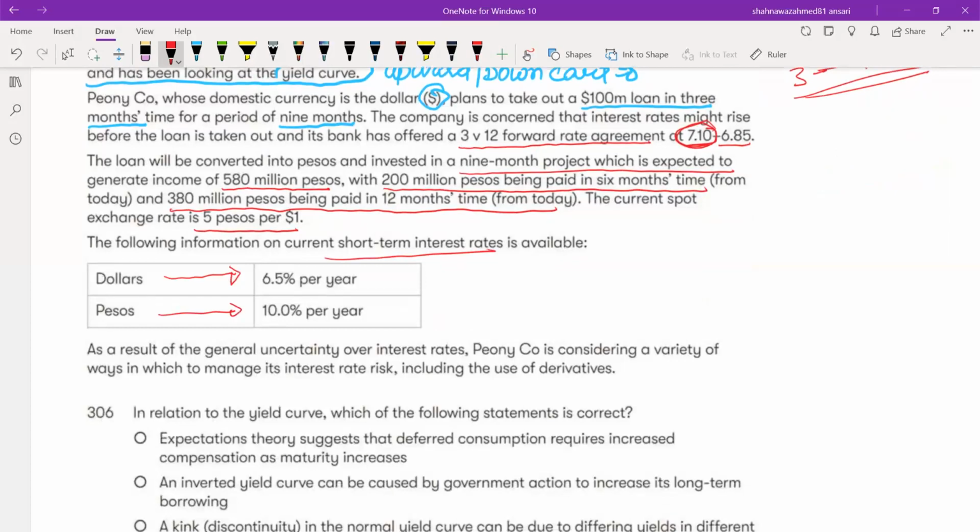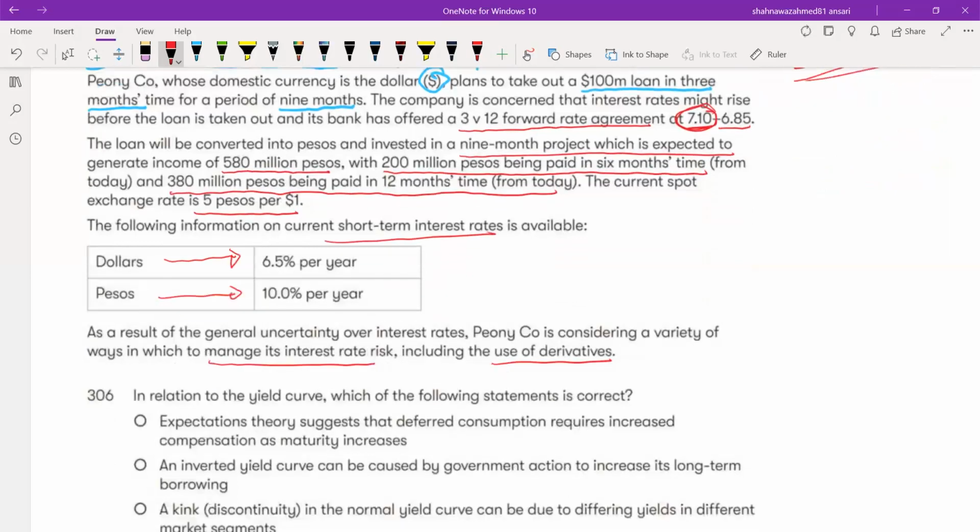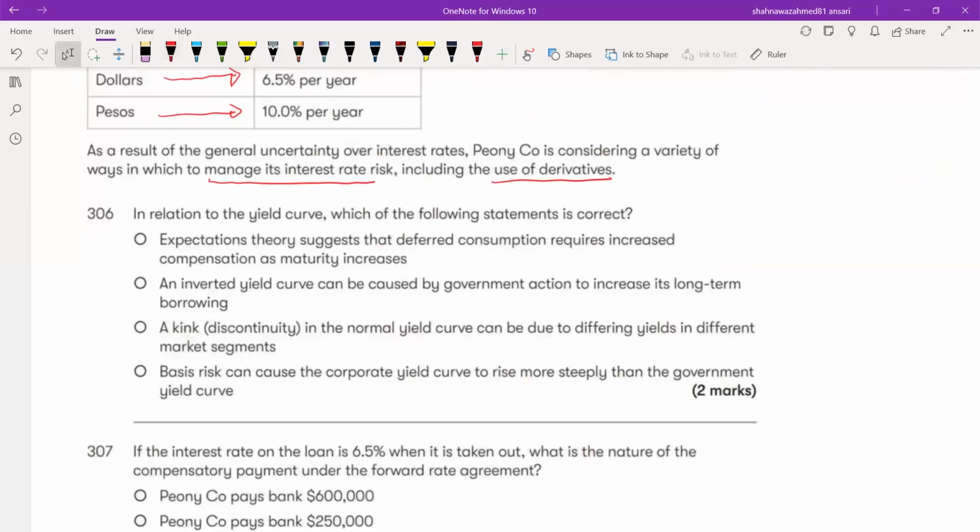As a result of the general uncertainty over interest rates, the company is considering a variety of ways in which to manage its interest rate risk, including the use of derivatives. In relation to the yield curve, which of the following statements is correct? Expectation theory suggests that deferred consumption requires increased compensation as maturity increases.